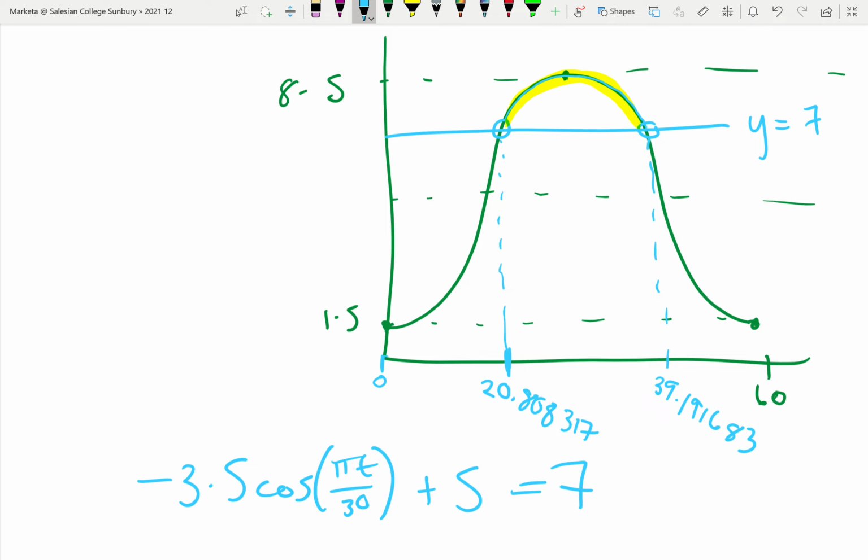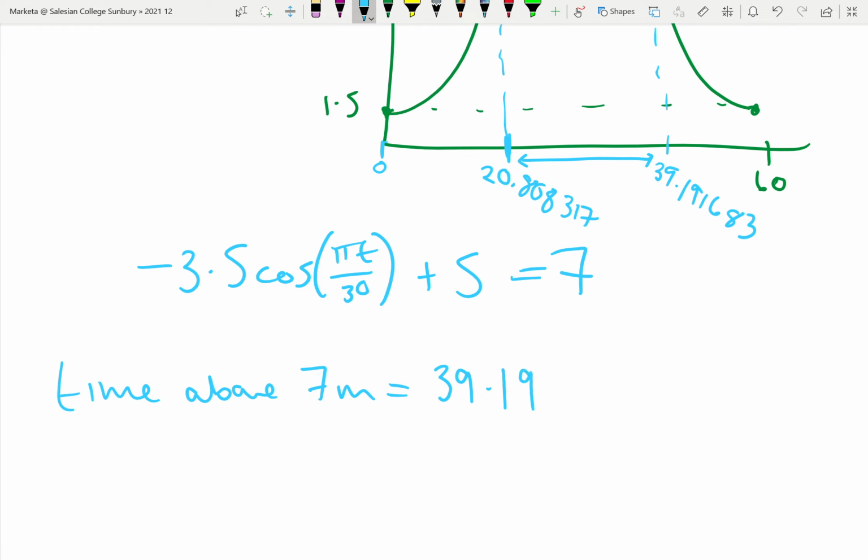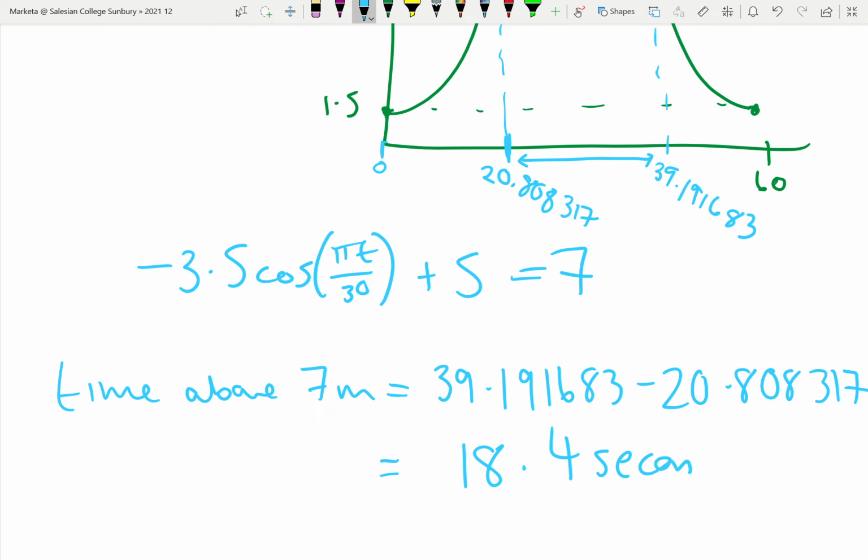So we're trying to find out how long you are going to spend here to do this yellow part, the part I've highlighted there. So we're finding the difference between these two times. So we can do that. So the time above 7 meters is 39.191683 minus 20.808317, and that is 18.4 seconds to 1 decimal place.